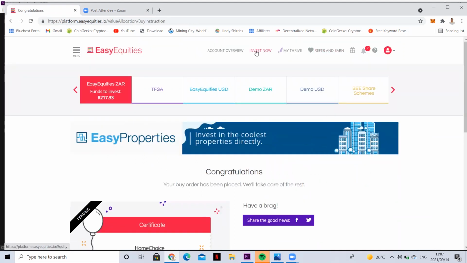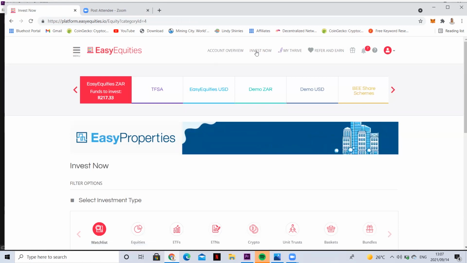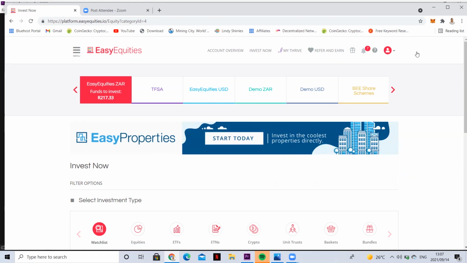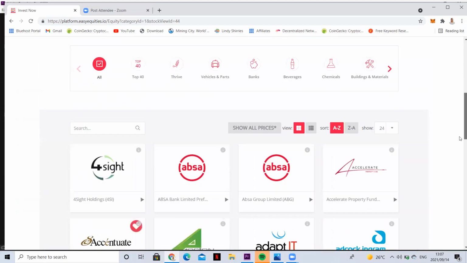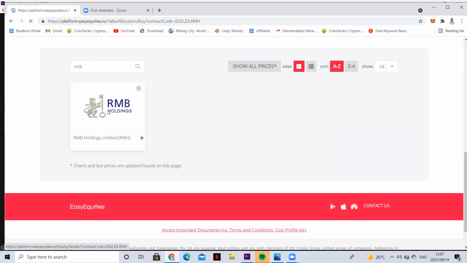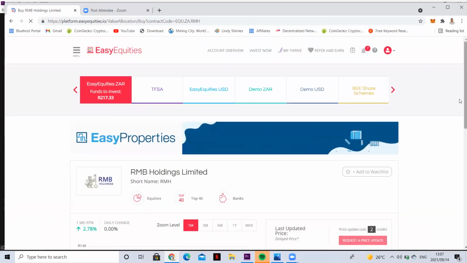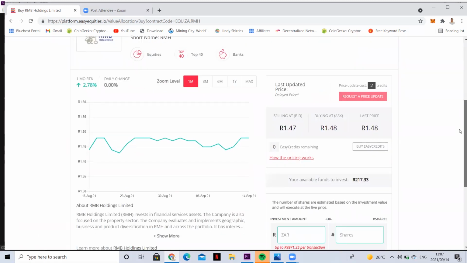And then the next one I'm going to buy is RMB. So RMB is a bank in South Africa. At the moment, the share price is not doing well, but I like to buy when these share prices are very down, so I can get more. So let's just look at the money that I have. I'm already on number 10, but I'm still left with 217. So I can go back and add more of these shares. I don't even remember what I wanted to add, but I can add one day.